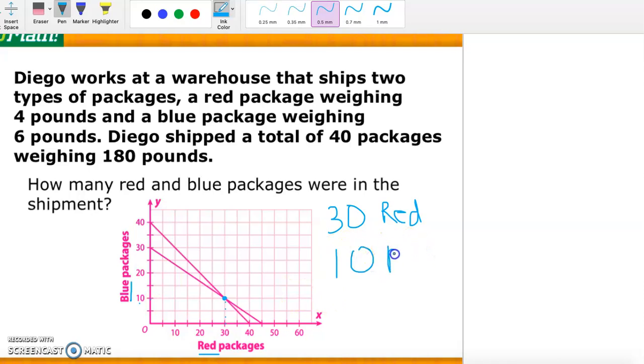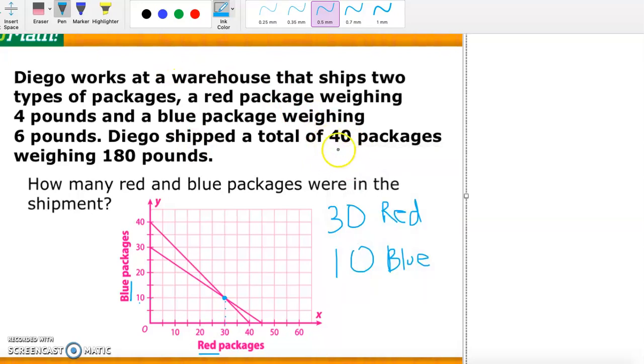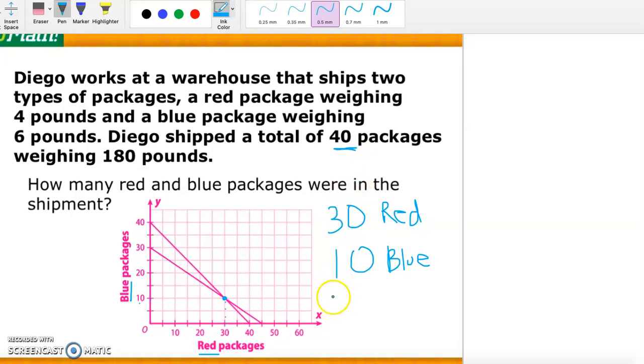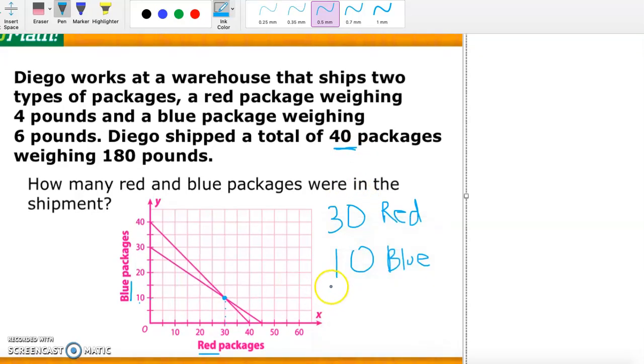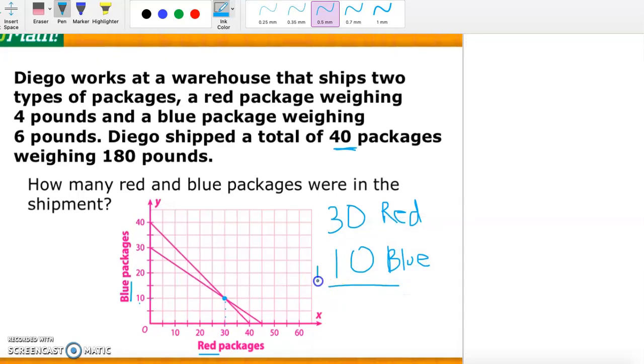I'm going to show you guys how we can double check our work to make sure that we got the right coordinate and we know we're all set. So, a way that we can double check is it tells us, well, he shipped a total of 40 packages. So let's check and see. Does 30 plus 10 equal 40? Is that the total packages? Yes, 30 plus 10 does equal 40. So I know, okay, he did ship 40 packages.